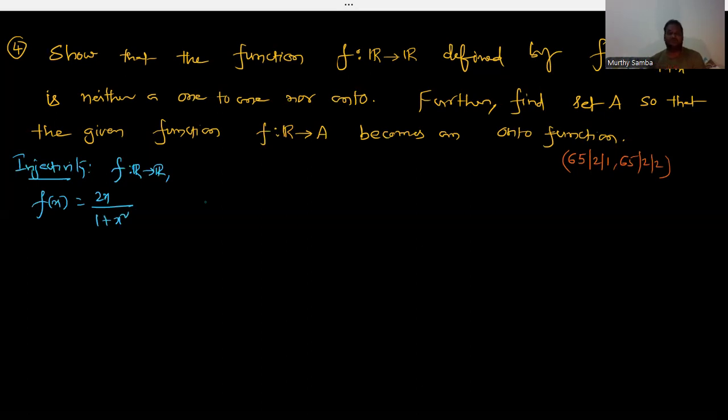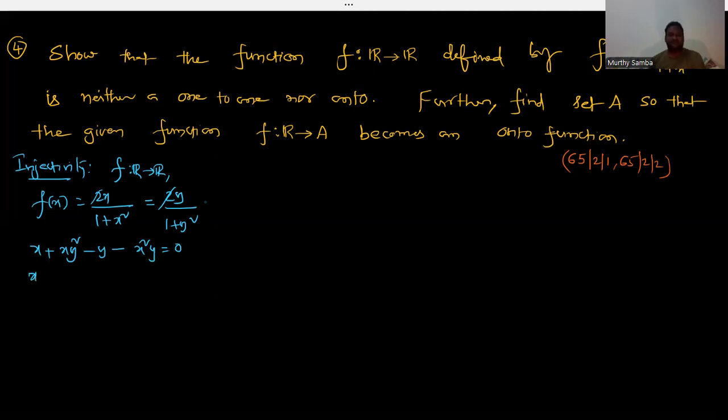Absolutely, you follow the working rule. What is the working rule? f of x is equal to f of y. f of y means what? 2y divided by 1 plus y square. And then simplify both of them. 2 and 2 get cancelled. x by 1 plus x square is equal to y by 1 plus y square. And then do cross multiplication. x into 1 is x, plus x into y square is xy square. y into 1 is y, y into x square is x square y, equal to 0.